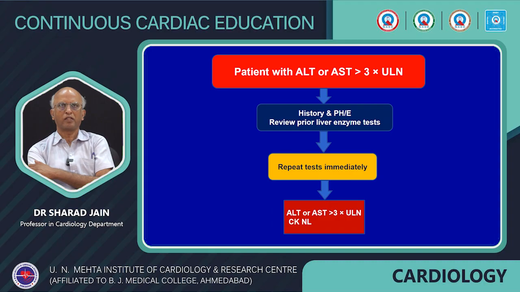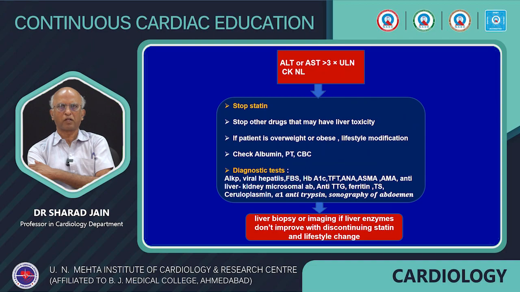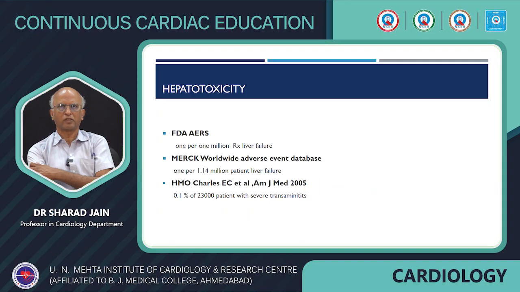In a patient with enzyme levels more than 3 times the upper limit of normal, again do the history and physical examination, and repeat the test immediately. If the enzymes are more than 3 times the upper limit of normal but CK is normal, then stop the statin and stop other drugs that may have liver toxicity. If the patient is overweight or obese, do lifestyle modification, check albumin level and prothrombin time, and do some other diagnostic tests, and if required, liver biopsy, if enzymes don't improve with statin discontinuation and lifestyle change.